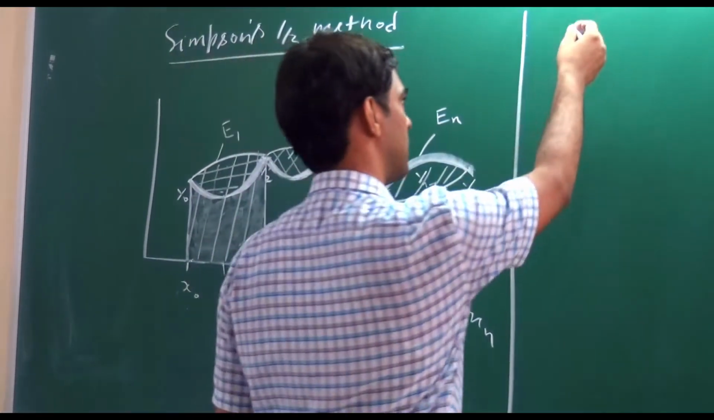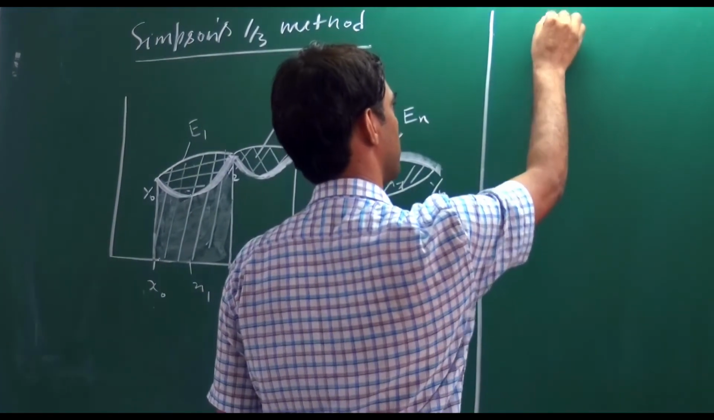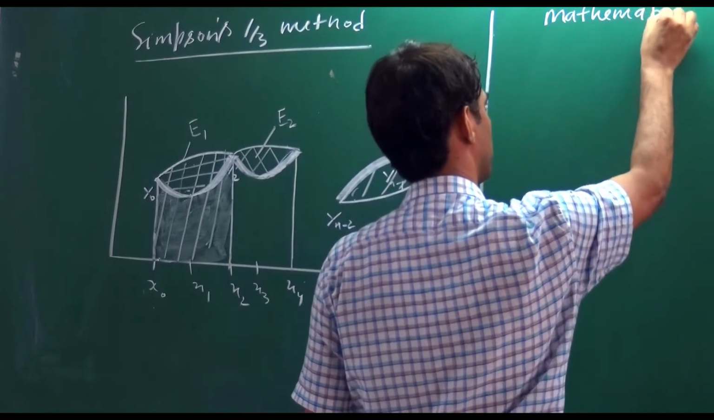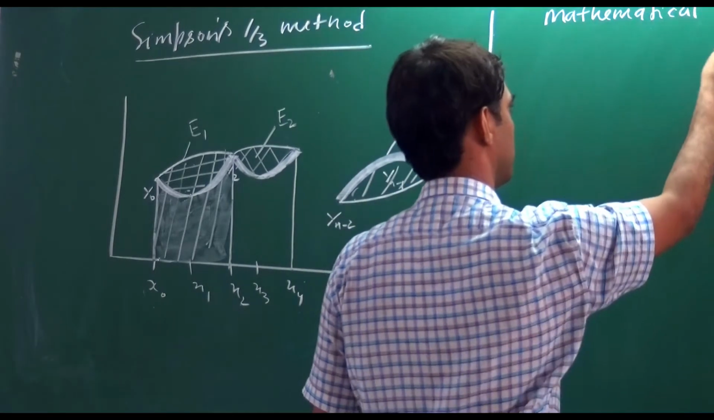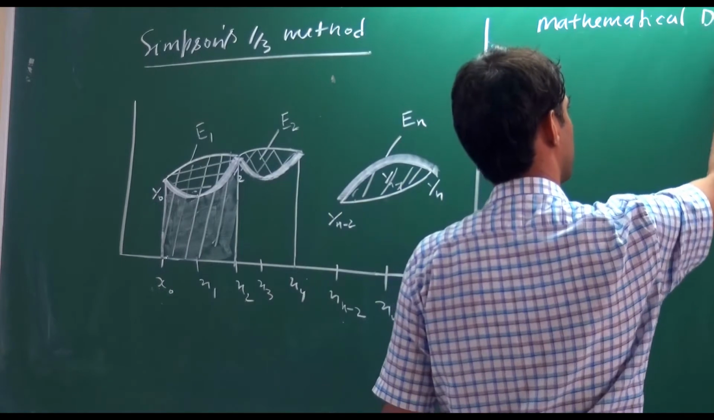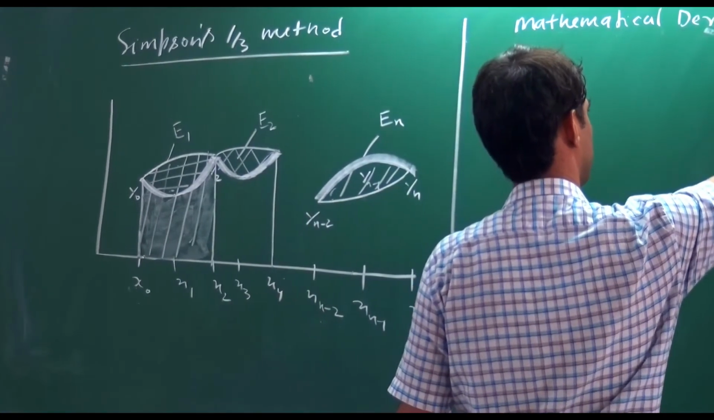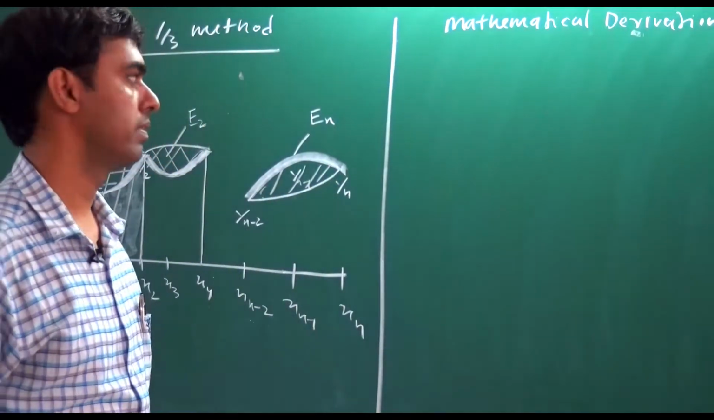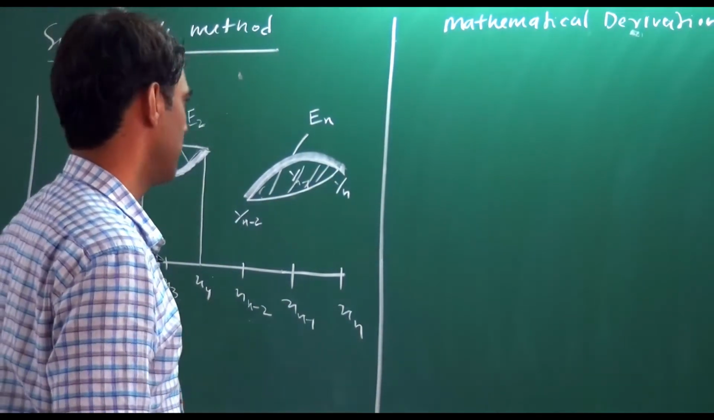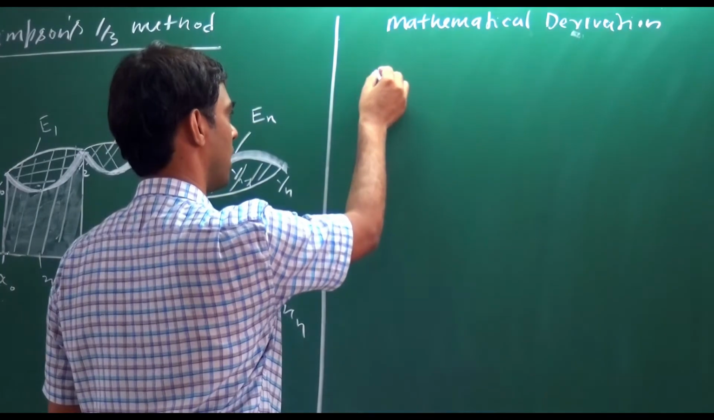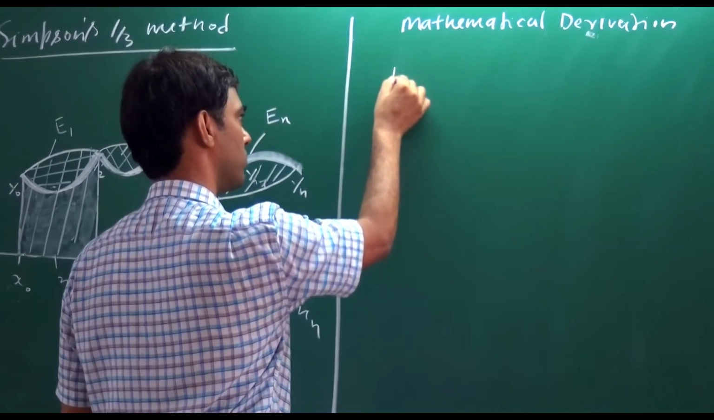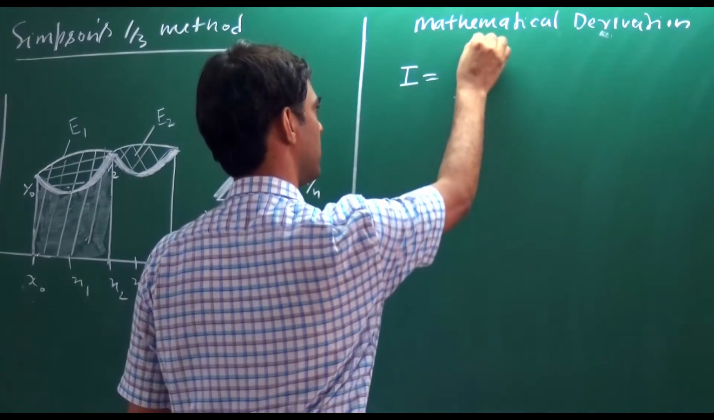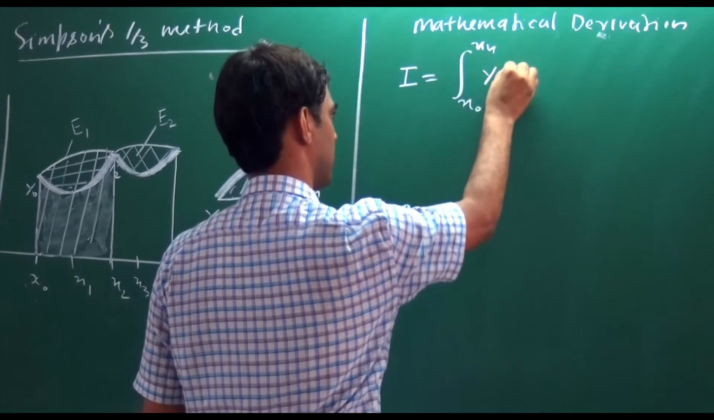Now mathematically, how we find the derivation of the Simpson 1/3 method. Here we assume that I equals, and our need is to find the value of the integration of y dx.